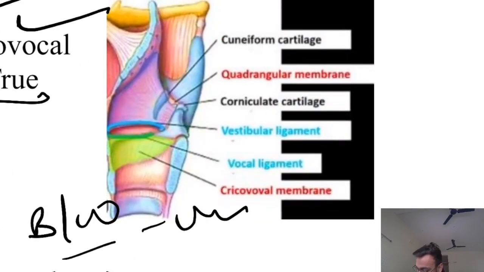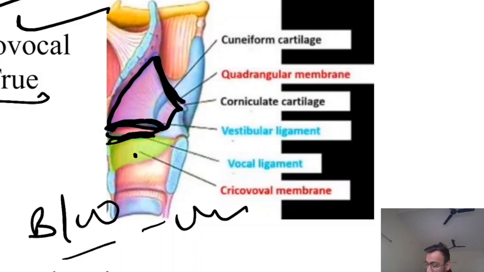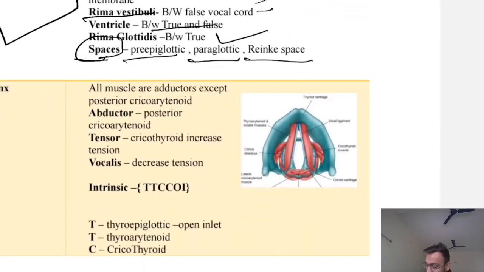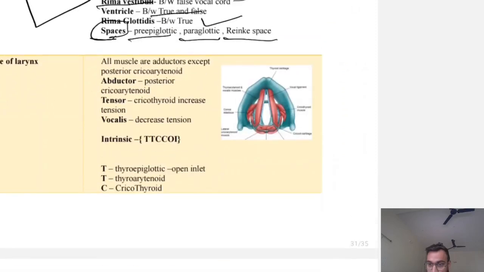So you can see these membranes, this is quadrangular membrane. This is vestibular ligament between the false vocal cords. This is vocal ligament. This is cricovocal membrane. This is conus elasticus. It is quadrangular membrane. You can see this is quadrangular membrane. Upper border from the aryepiglottic fold. This is lower border from the false vocal cord. Upper border of conus elasticus from the true vocal cord. So these are two types of intrinsic membrane.